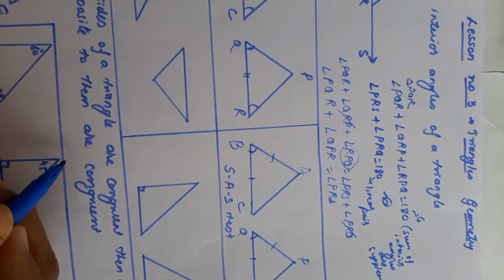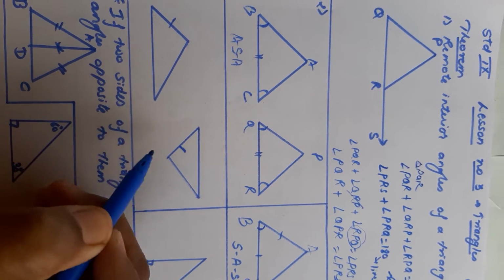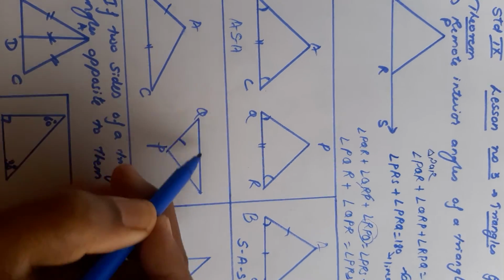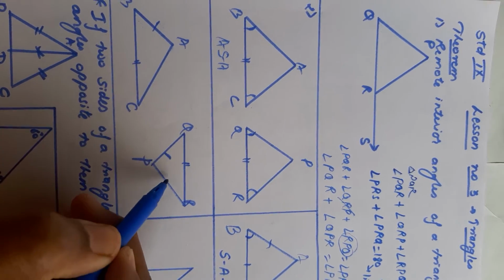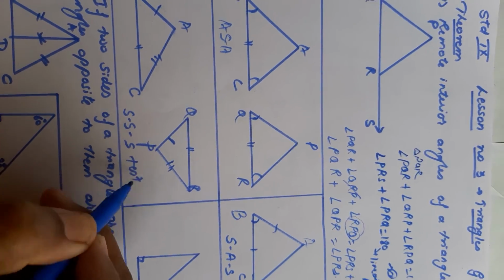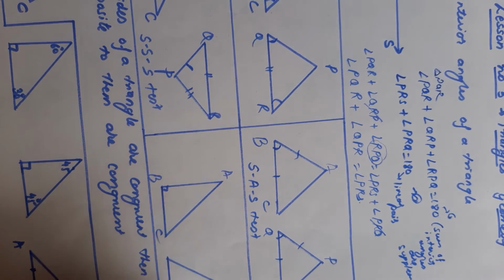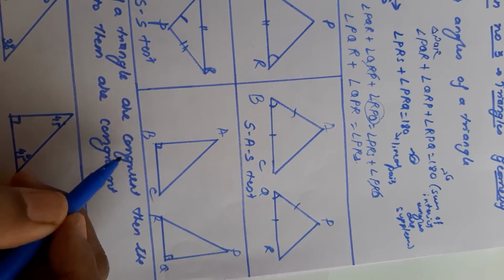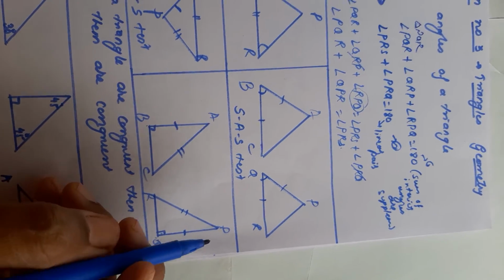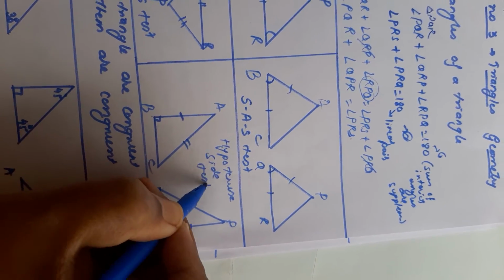Therefore which type of test is it? SAS test. Now next, in the third, AB is congruent to PQ, BC is congruent to QR, and AC is congruent to PR. Now all the sides are congruent, therefore the test is the SSS test. Now last, we will see the 90 degree angle. Angle Q and angle B are congruent, AB and PQ are congruent, and AC and PR are congruent. Therefore the name of the test is the hypotenuse side test. Understand, students?